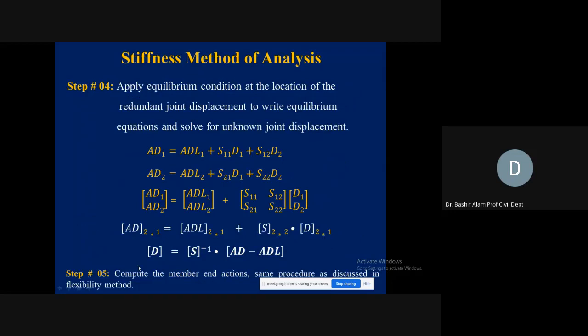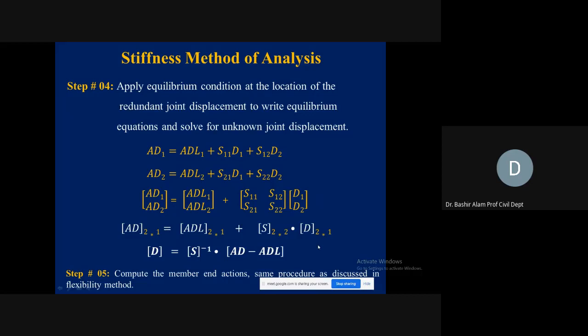Now the stiffness matrix is also generated. ADL we have, AD also we have. The only unknown now is D. So we come to the equilibrium equation. Now we write the equilibrium equation. Since it is a 2 degree indeterminate problem, the stiffness matrix is going to be 2 by 2. These are the two unknowns. This is a column vector, 2 by 1, and this D is also 2 by 1. And from here, D1 and D2 are the unknowns. So D is equal to S inverse times D.